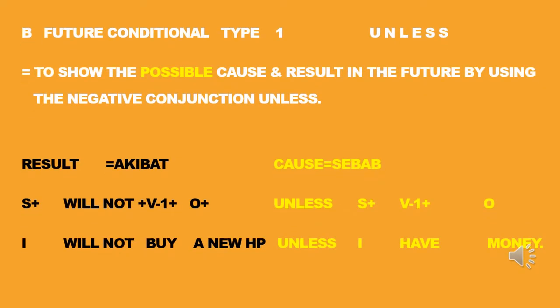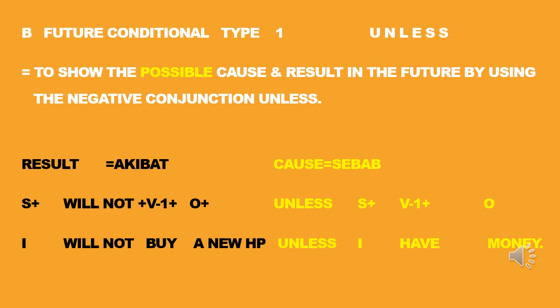Still future conditional type 1, but this time we are not using the positive conjunction if immediately. Suppose we are in a certain situation, but this time we are using unless. It is the negative conjunction. That's why future conditional type 1 unless is used to show the possible cause and results in the future by using the negative conjunction unless. Unless means if, but if is a positive conjunction, unless is a negative conjunction.